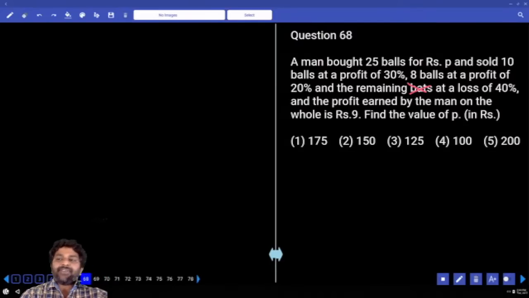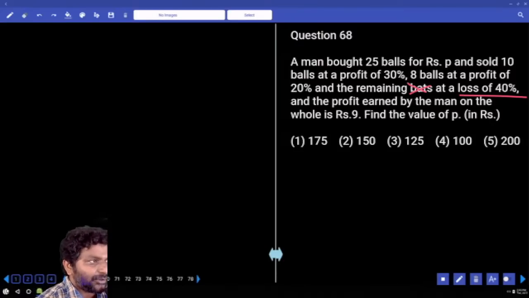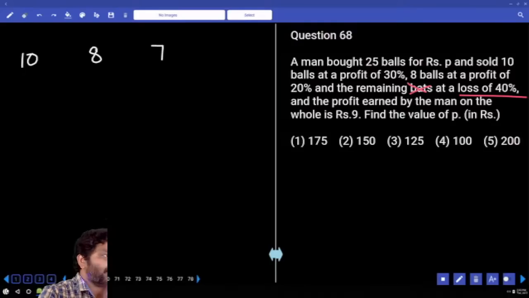Okay. Total how many balls are there? 25. Out of 25 balls, he is selling 10 balls at 30% profit. Correct? After that, 8 balls at 20%. So far, how many balls are over? 18. Remaining, 7 balls, at 40% loss. Let's calculate the overall profit percent or loss percent. How many balls are you selling first? 10. Then 8, then 7. Overall, divided by 25 you are supposed to write.